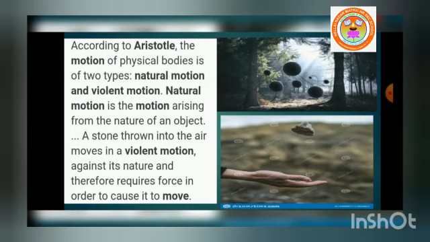According to Aristotle, the motion of physical bodies is of two types. Yes, natural motion and violent motion. Now we are going to see some examples of natural motion and violent motion. Natural motion is the motion arising from the nature of an object. The example picture is also given here. A stone thrown into the air moves in a violent motion against its nature and therefore requires force in order to cause it to move.